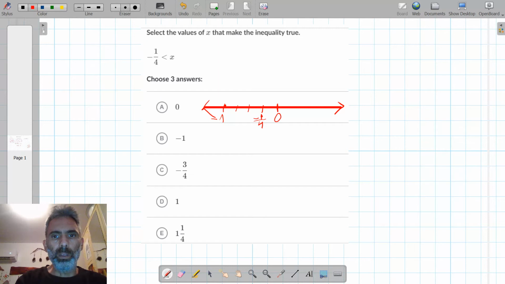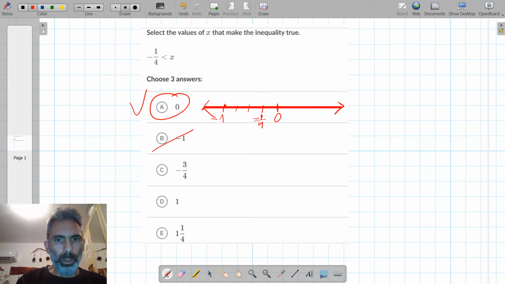So minus 1/4 is to the left of the 0. So it means that it is indeed minus 1/4 is less than 0. So A is correct. Okay, minus 1. No, sorry. Yes, if we plug in 0 instead of x, okay, so A is correct. B, if we plug in minus 1 instead of x, we see that it is to the left of minus 1/4, so this is not correct.